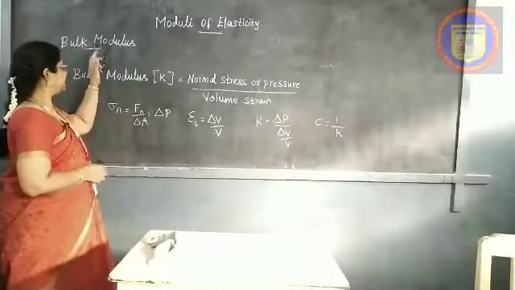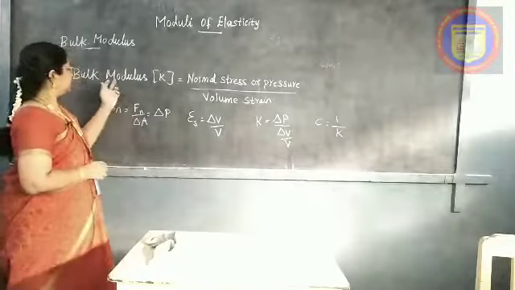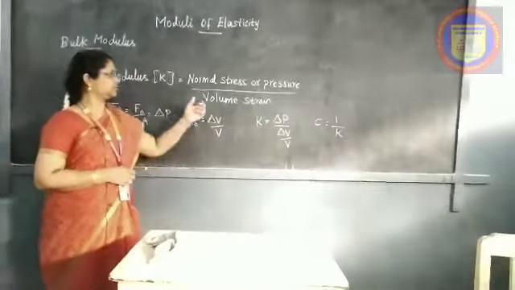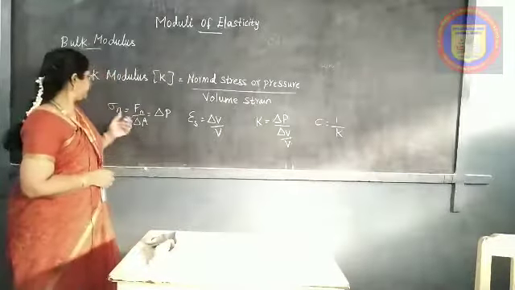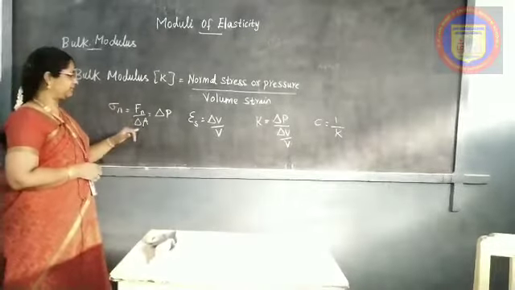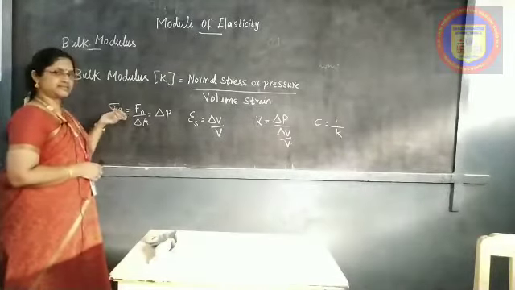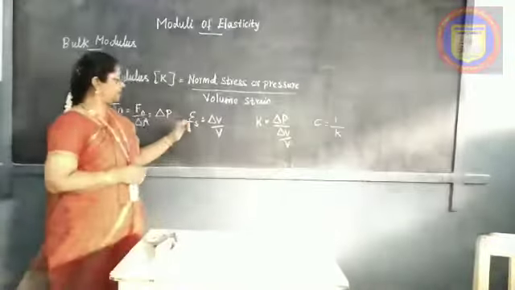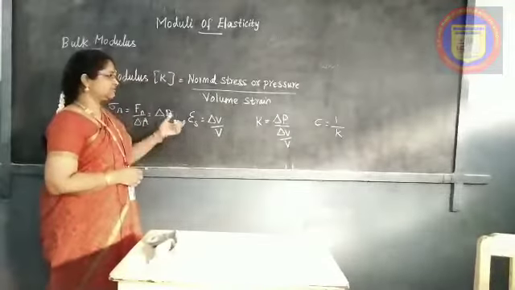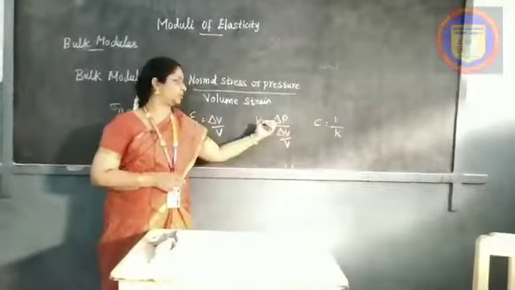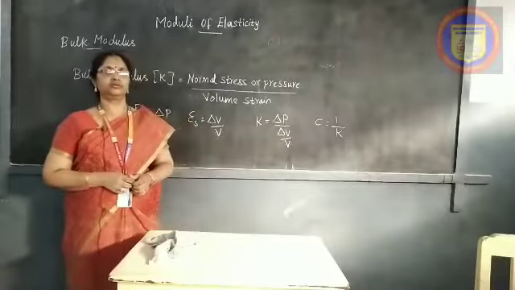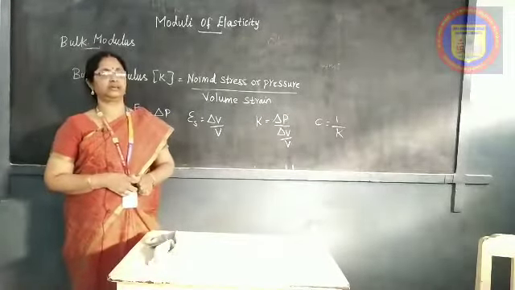Now we are going to see the bulk modulus. Bulk modulus is represented by the symbol K, which is the normal stress or pressure divided by the volume strain. First we will calculate the normal stress, that is the pressure, which is sigma n equal to Fn divided by delta A. As we all know, stress is force by area, and your epsilon s is the change in volume by the original volume, delta V divided by V. Substituting these two values, we get K equal to delta P divided by delta V by V. This is the formula used to find the bulk modulus of the given material.